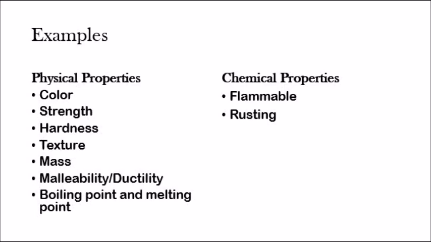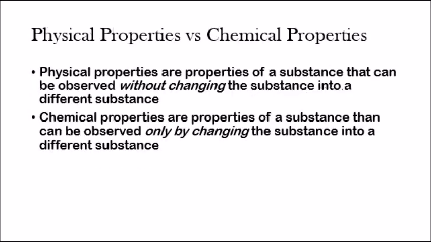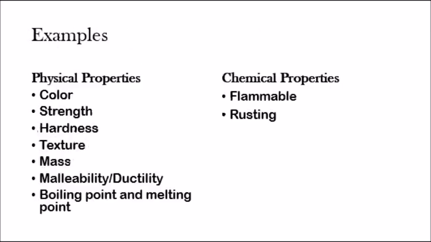Okay, so here, again, let's look at our definition. Physical properties are properties of a substance that can be observed without changing the substance into a different substance. All these properties here can be observed of a substance without changing it. For example, let's look at an apple. You can observe the color of an apple and nothing will happen to it. It's not going to change into an orange. The apple is red, so you know that, and you didn't have to change the apple.